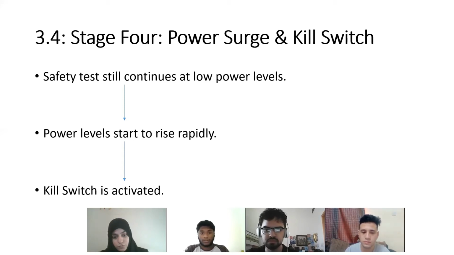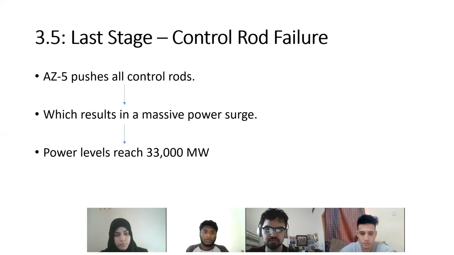Now, after doing this, they began the test, and after they begin the test, the power level starts to rise rapidly, and as the power level starts to rise rapidly, the kill switch is activated. What this kill switch does is, this kill switch button, called the AZ5 button or the scram button. Once this button is pressed, all the control rods which were pulled back out of reactor number 4 go back inside all at once. So all 206 control rods which were pulled out will go back at the same time.